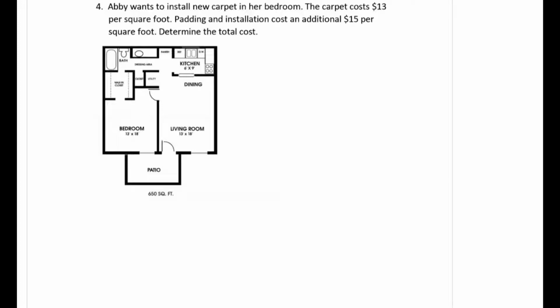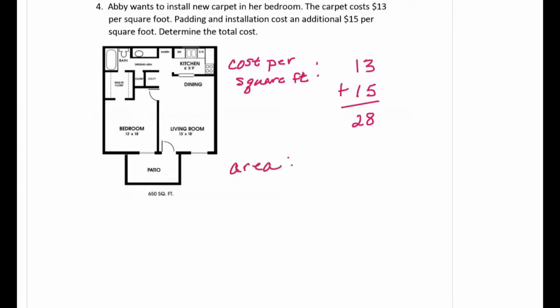I'm going to do this problem a little bit differently. What I'm going to do is find the total cost per square foot. And this is going to include the cost of the carpet plus padding and installation. So this is going to be $28 per square foot. Now the next thing I'm going to do is to find the area. And we're looking at finding the area of the bedroom, which is 13 by 18. So the area is 234 square feet.